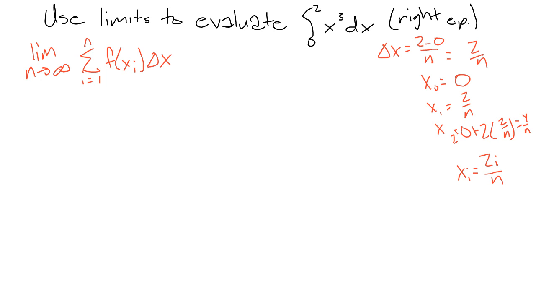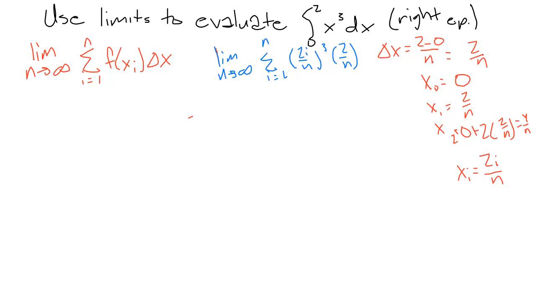So now it's time to go ahead and set this up. So we can plug in all of our pieces to get us our limit. I'm going to switch colors actually. Our limit as n approaches infinity of the summation from i equals 1 to n. We're going to plug in our x sub i, so we have 2i over n cubed times our delta x, which we established is 2 over n.